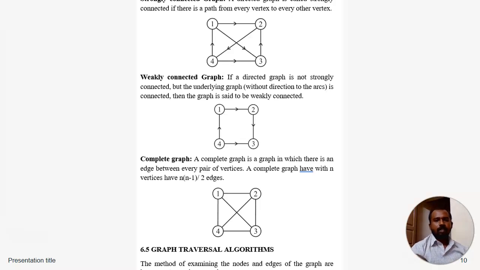Next one, weakly connected graph. What is meant by a weakly connected graph? If a directed graph is not strongly connected but the underlying graph without directions on the arcs is connected, then the graph is said to be weakly connected. This is the example diagram of a weakly connected graph.